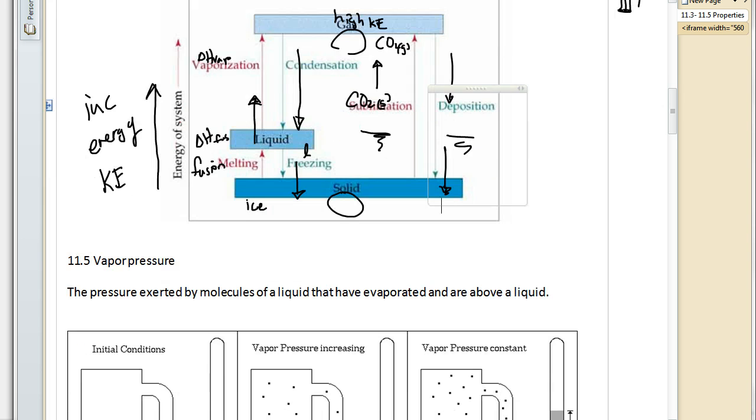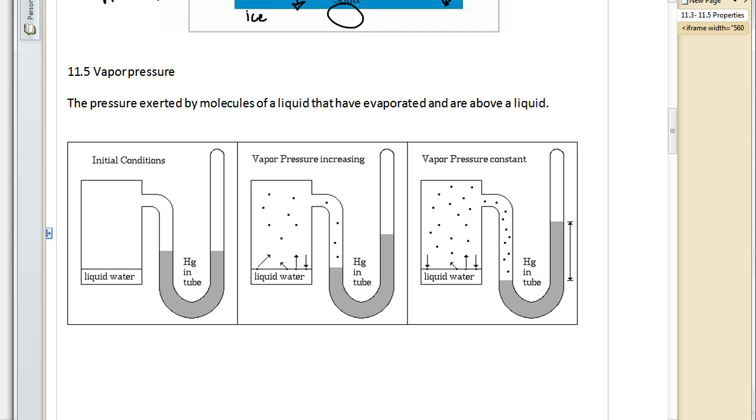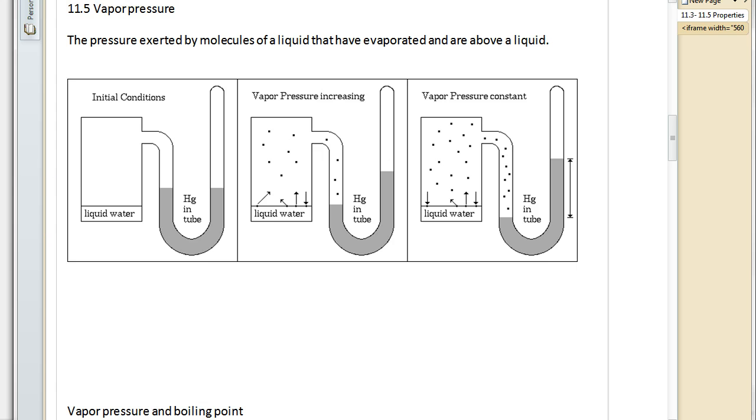Okay. Now the last idea that I want to talk about tonight is vapor pressure. Now, we can define vapor pressure as the pressure exerted by molecules of a liquid that have evaporated and now are above the liquid. Now remember, anytime you have a gaseous molecule and it starts running into the sides of a container, we're going to create a pressure. And vapor pressure is going to be that pressure above a liquid.